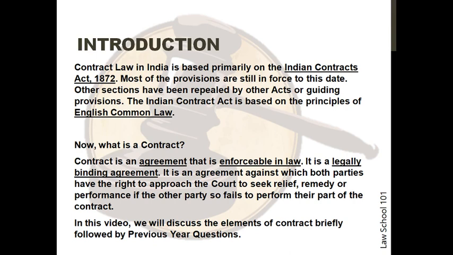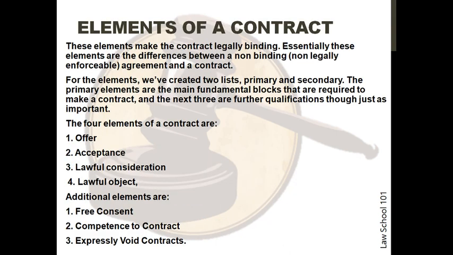We will begin by understanding the elements of a contract. These elements make the contract legally binding. Essentially, these elements are the differences between a non-binding, non-legally enforceable agreement and a contract. For the elements, we've created two lists, primary and secondary. The primary elements are the main fundamental blocks that are required to make a contract, and the next three are further qualifications, though just as important.